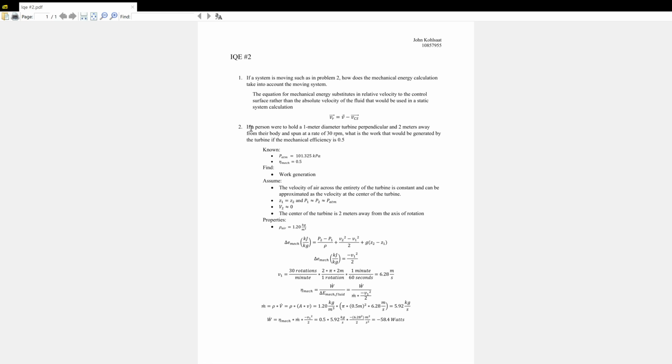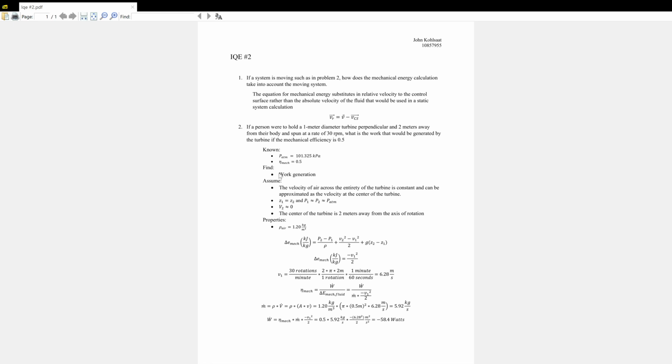So question number 2 asks, if a person were to hold a 1 meter diameter turbine perpendicular and 2 meters away from their body and spun at a rate of 30 RPM, what is the work that would be generated by the turbine if the mechanical efficiency is 50%? And so we're looking at atmospheric pressure, mechanical efficiency is 0.5.